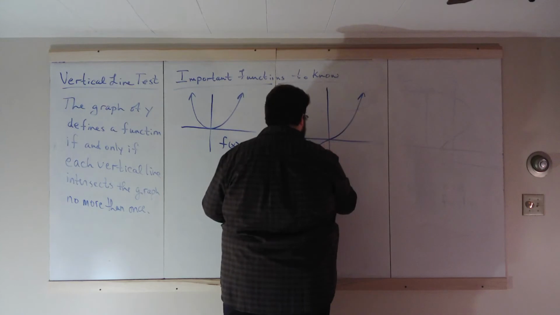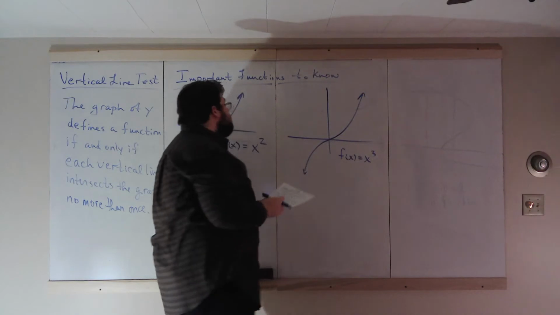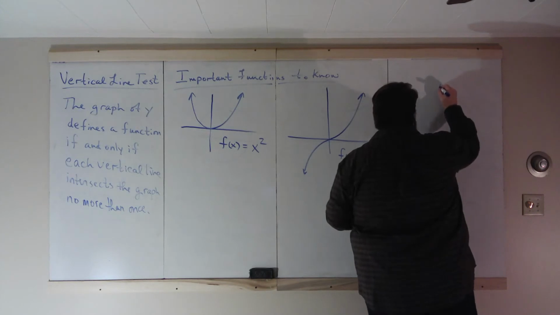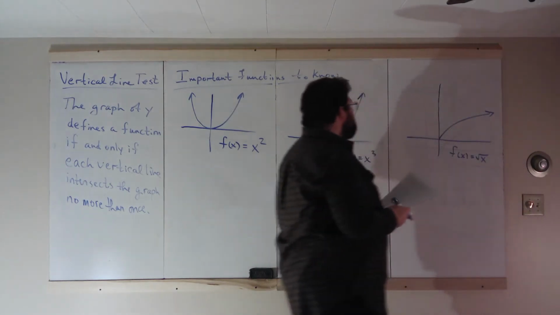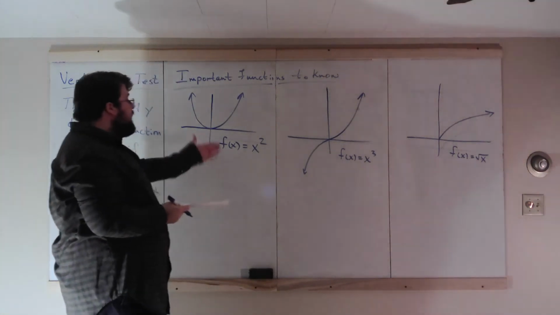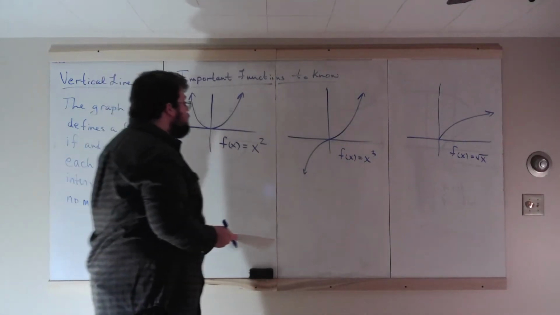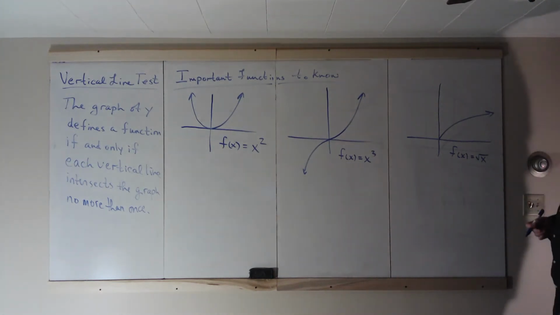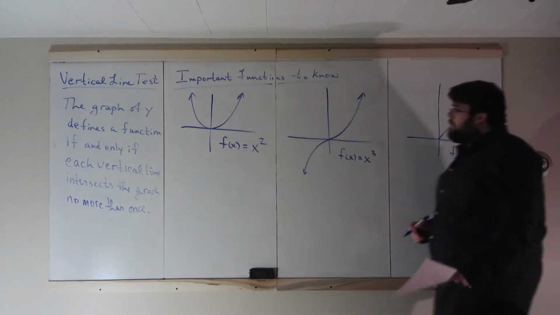X cubed, something like this. Going up like that into quadrant 1, going down like that into quadrant 3. Square root of x, which looks like that. Notice the domain, the potential inputs for these first 2 are all x values, negative infinity to infinity. The domain over here is not all x values, it's just 0 to infinity, including 0, because we can't take a square root of a negative number.